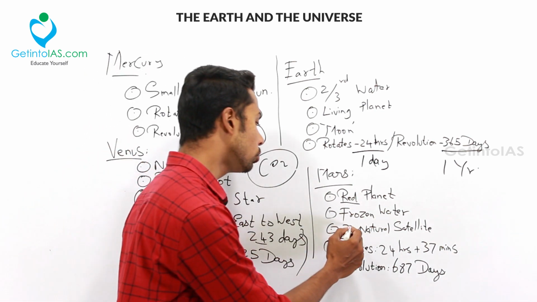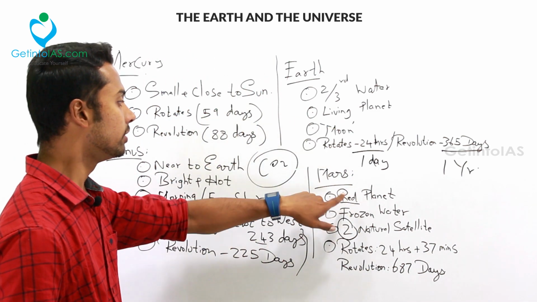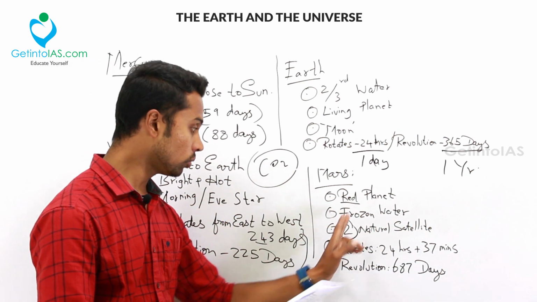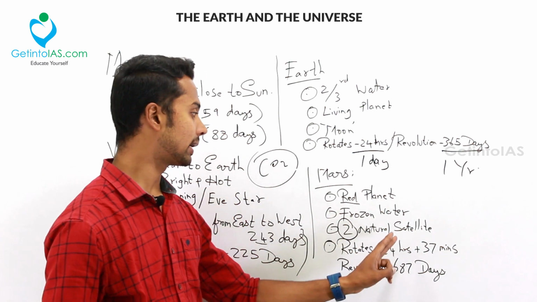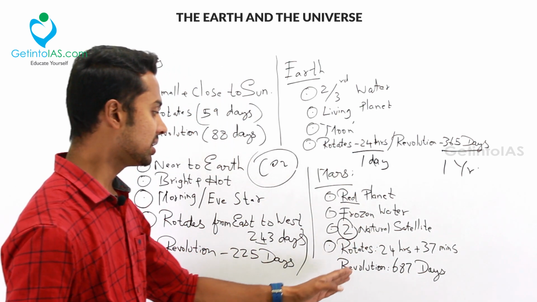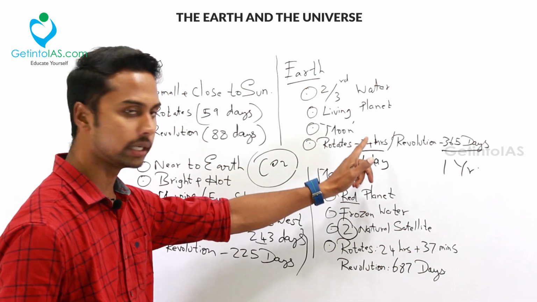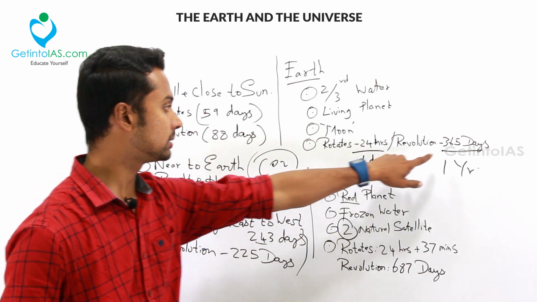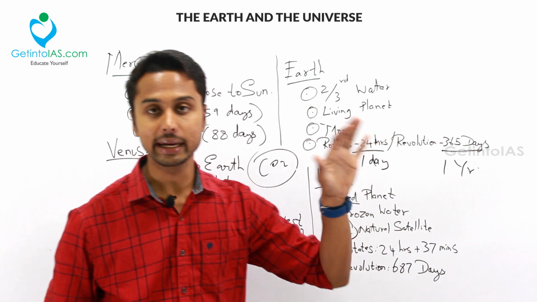There are also 2 natural satellites. With respect to Earth, I told you there is only 1 natural satellite. With respect to Mars, there are 2 natural satellites, Phobos and Deimos. About rotation, it takes 24 hours and 37 minutes, a slightly longer time than Earth. Revolution takes 687 days, while Earth takes 365. So these are about the inner planets.